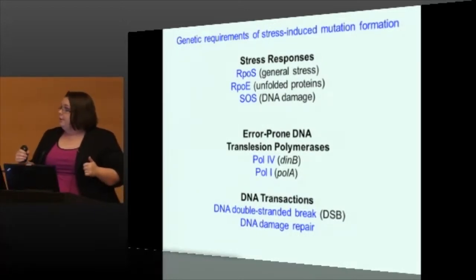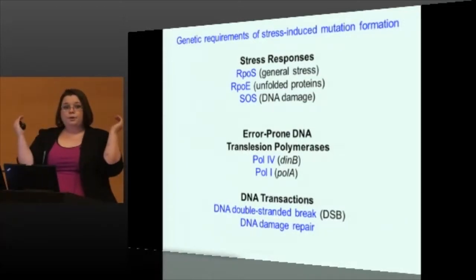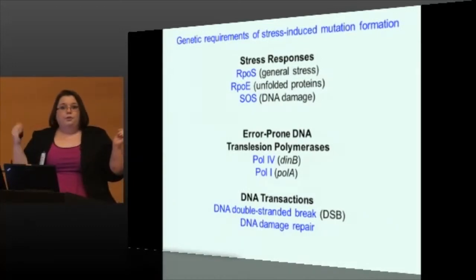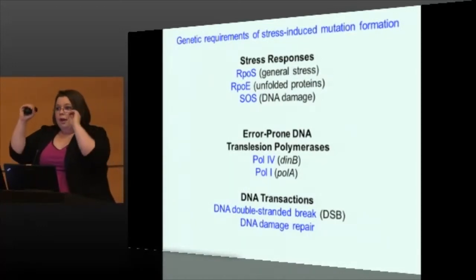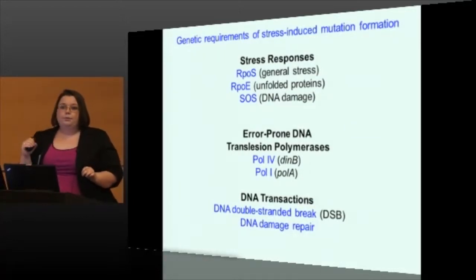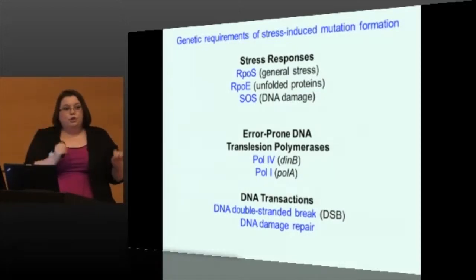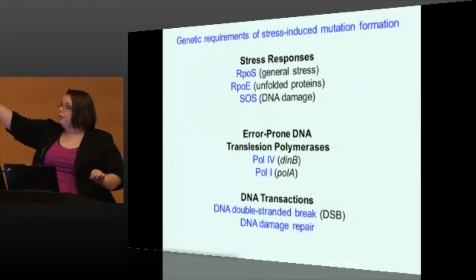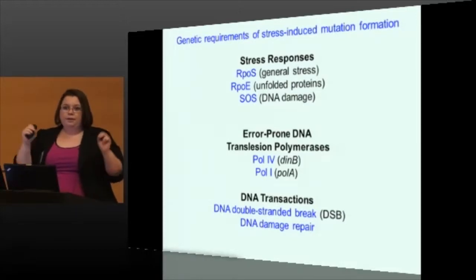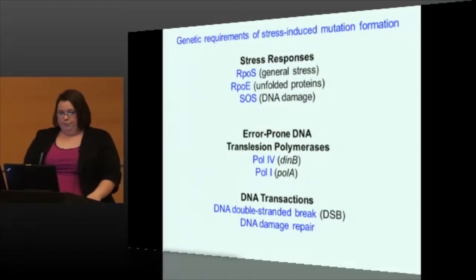And lastly, you need DNA transactions. You need a DNA double-stranded break, which is where both backbones of the double helix break, and then you need the DNA damage repair event to repair that break. So in a healthy, growing, easily replicating cell, when you get a DNA double-stranded break, it repairs it in a very faithful manner. But in a starving cell that has all these error-prone polymerases upregulated, you get error-prone repair of that break, you get mutations, and then that's how you get your lac plus mutants.